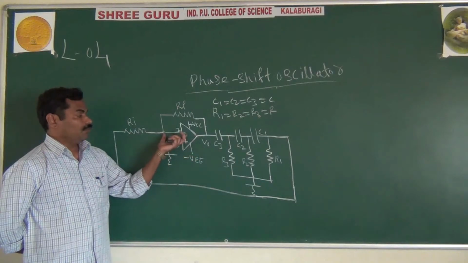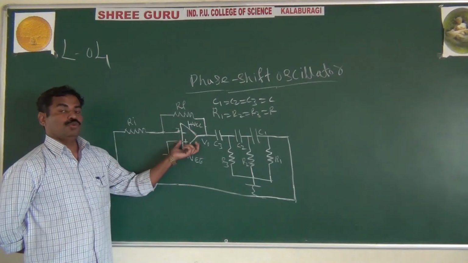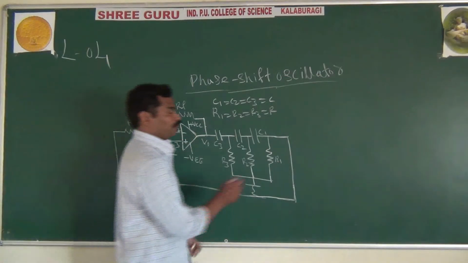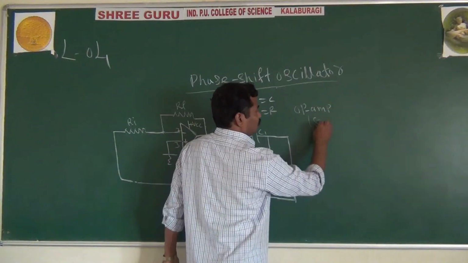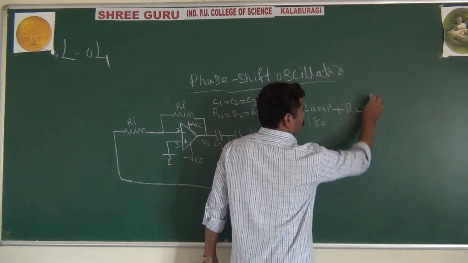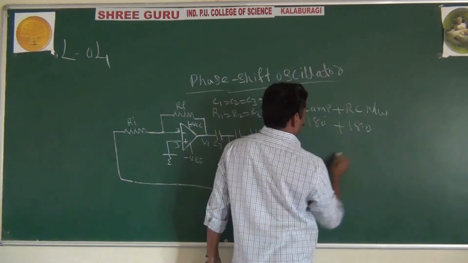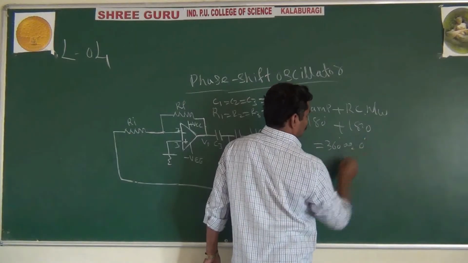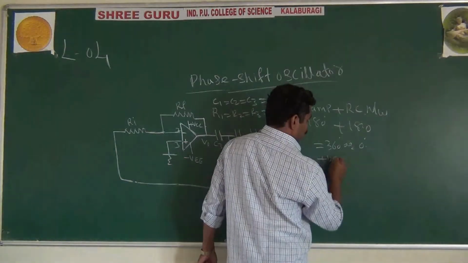And as usual, because you are using an inverting amplifier, the inverting amplifier gives the output 180 degree phase shift. It means you can write here the op amp will give the 180 degree phase shift. Another 180 will come from the RC network. The RC network gives another 180. In total you are having 360 degree or 0 degree. That is nothing but positive feedback.